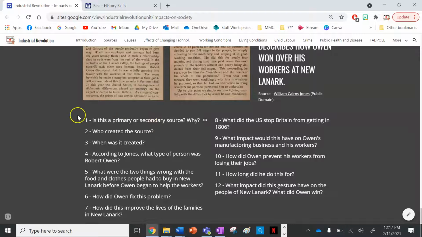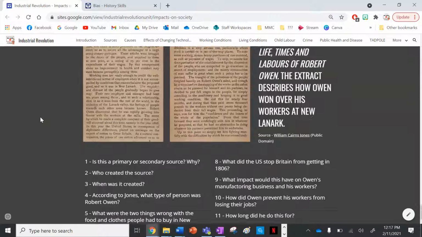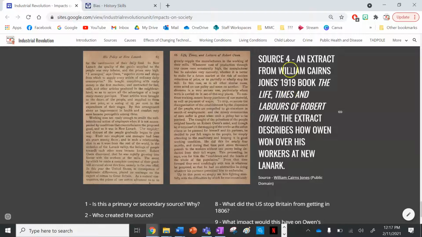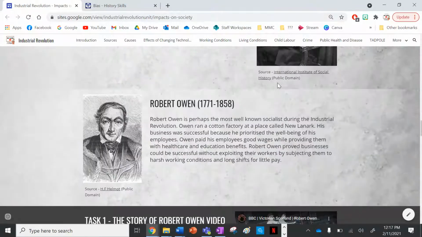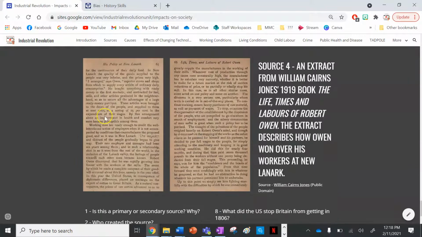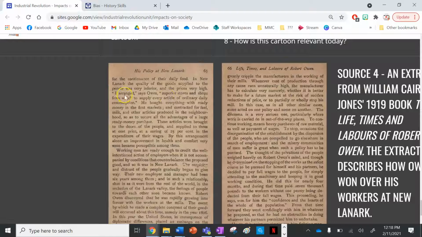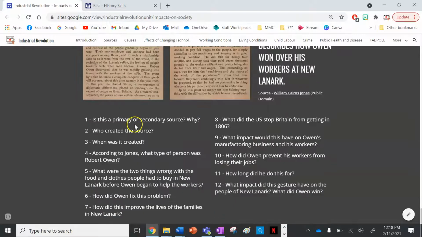Right, let's get stuck into these questions now. We've read those 2 pages. So number 1, is this a primary or secondary source? Why? Well, it's a secondary source because Jones wrote this in 1919. If you scroll back up here, this is long after Robert Owen died. So this must be a secondary source. However, there does seem to be a quote from Owen here. So that little snippet could be a primary source upon further research, but the source as a whole is a secondary source. It was made a long time after Owen died.